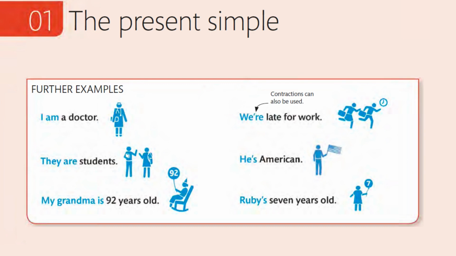They are students. He's American. My grandma is 92 years old. Ruby's 7 years old.